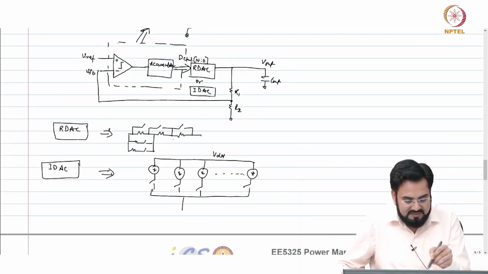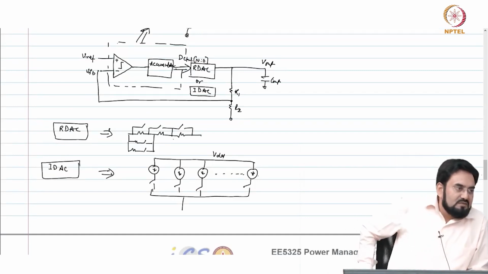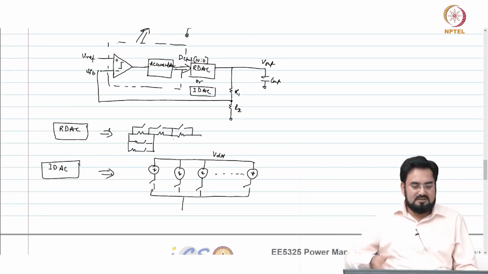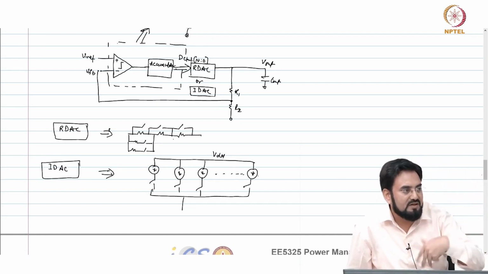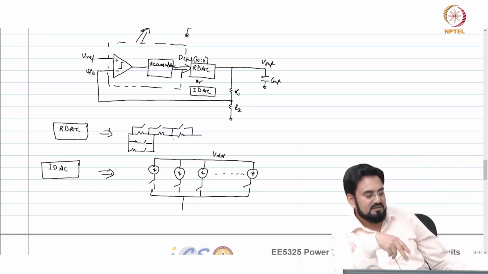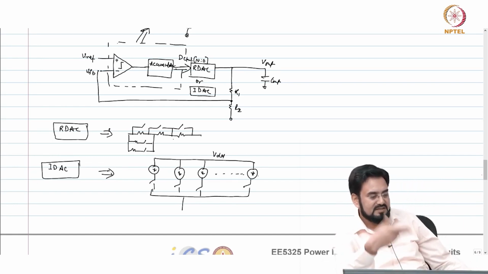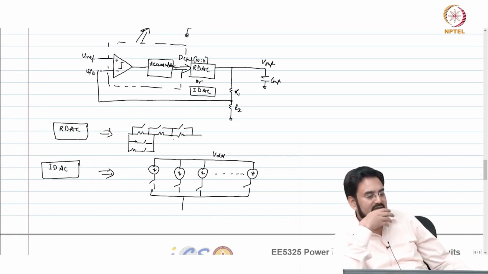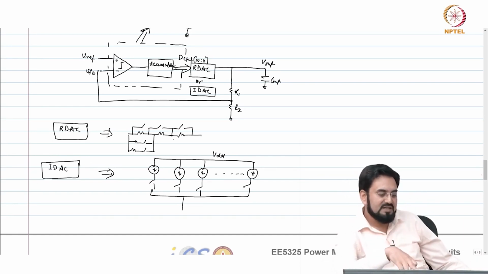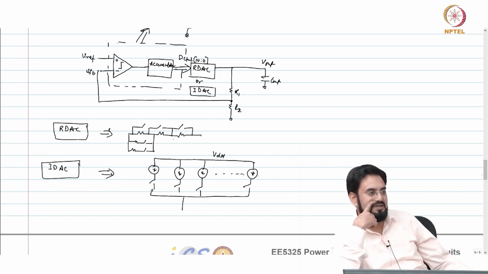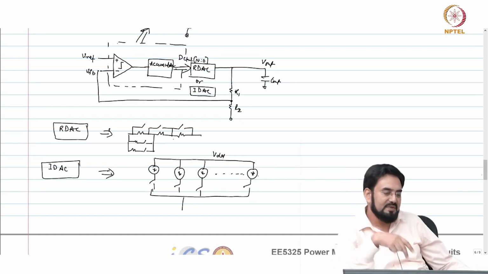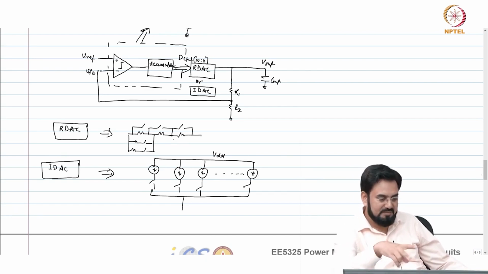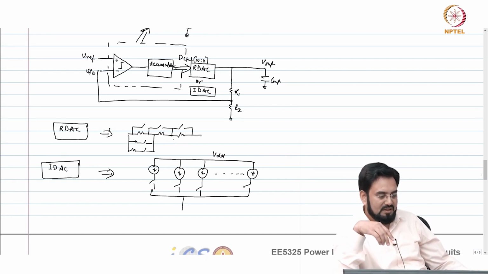So the only drawback with the RDAC is your PSRR won't be good, because it's resistive. So any ripple on that will not get filtered and it will appear with a resistor divider. But if you use a current DAC, then you know that the RDS of these current DACs will be operating in saturation, then you can get a better PSRR. So that's a main difference between the two.